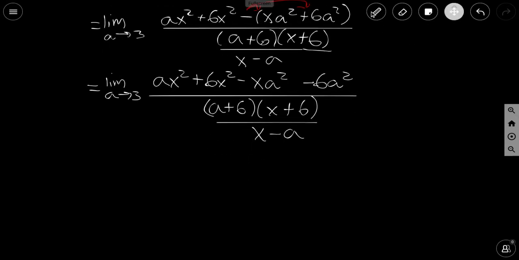And from here I'm going to factor out the numerator, the very top bar. And then by doing so, I'll be able to cancel some things out. So I'm going to factor out an ax from this term and this term right there. Then I can also factor out a 6 from this term and this term. So I'll show you what that looks like.